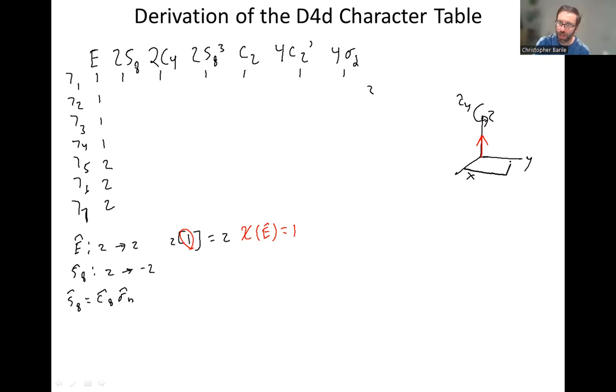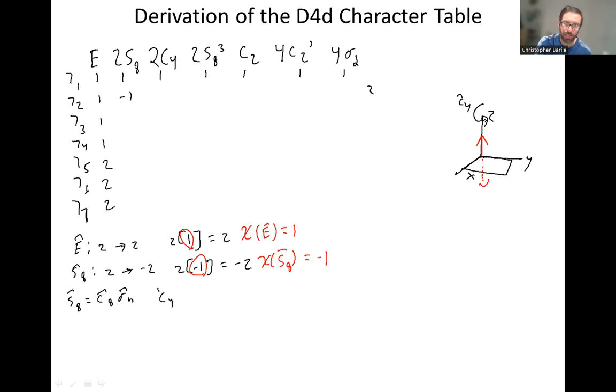But then we follow that up by using a sigma H, which remember is defined as being perpendicular to the principal rotation axis. So that Z vector is above the mirror plane, so it's going to get reflected below the mirror plane. So that gets you Z going to negative Z. So you can get the value of -1 in this matrix here, take the sum across the diagonal, and you get the chi of the S8 equals -1.